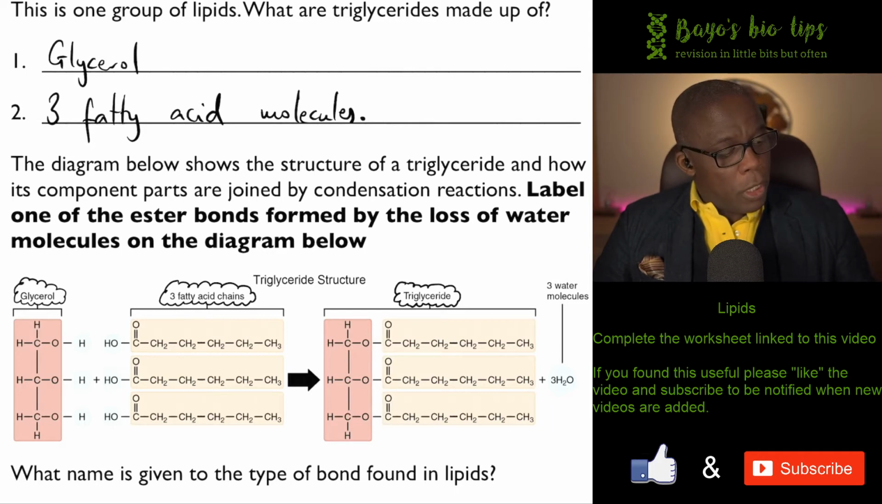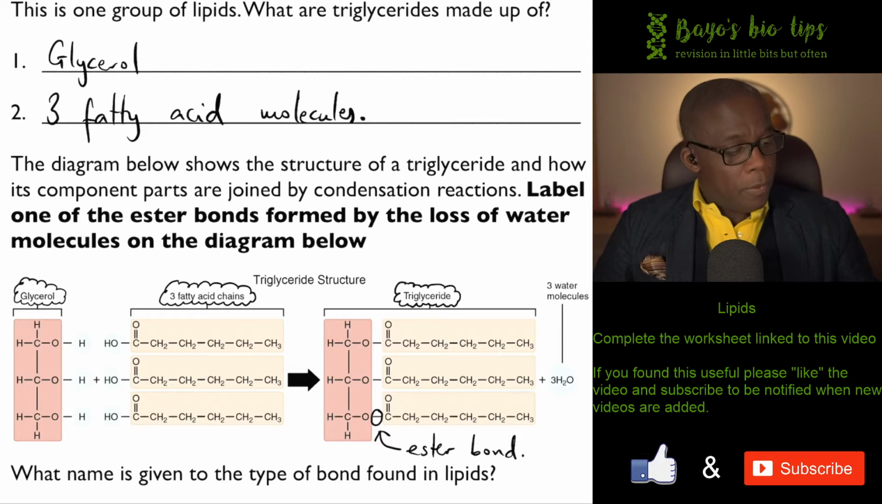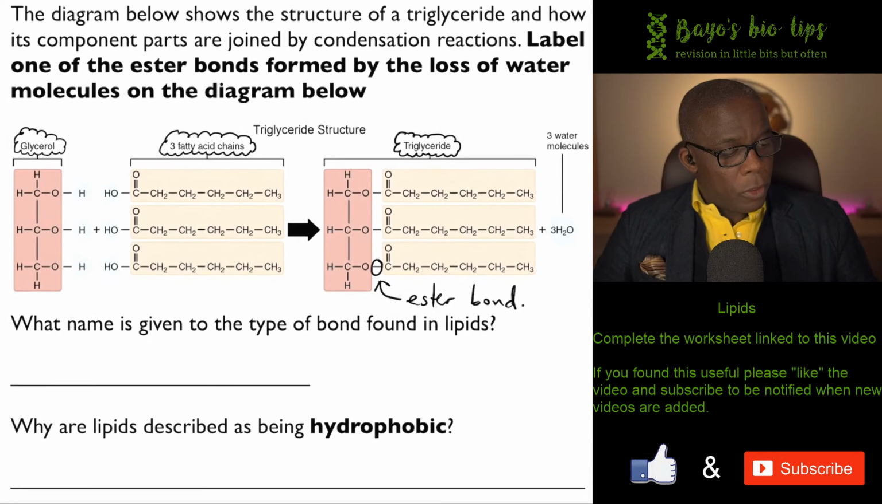And let's have a look. If you labeled here, then you would be right. So that is an example of a bond which is formed between glycerol and the fatty acids. And those are called ester bonds. Okay. So let's write that in. The name of the type of bond, ester bonds.